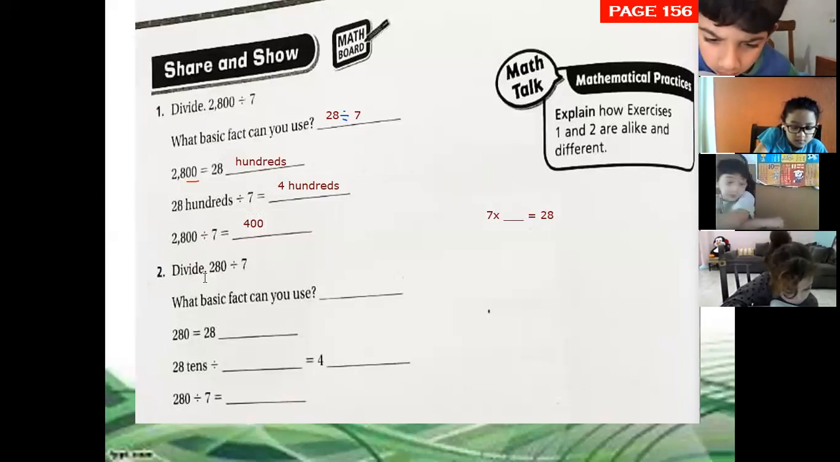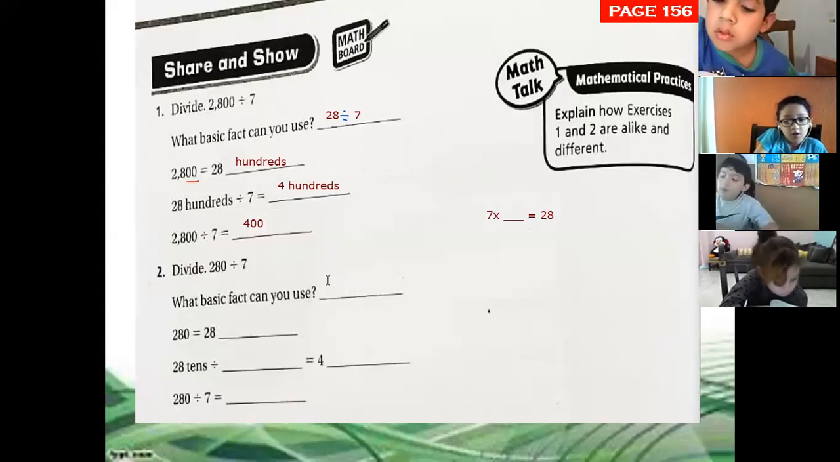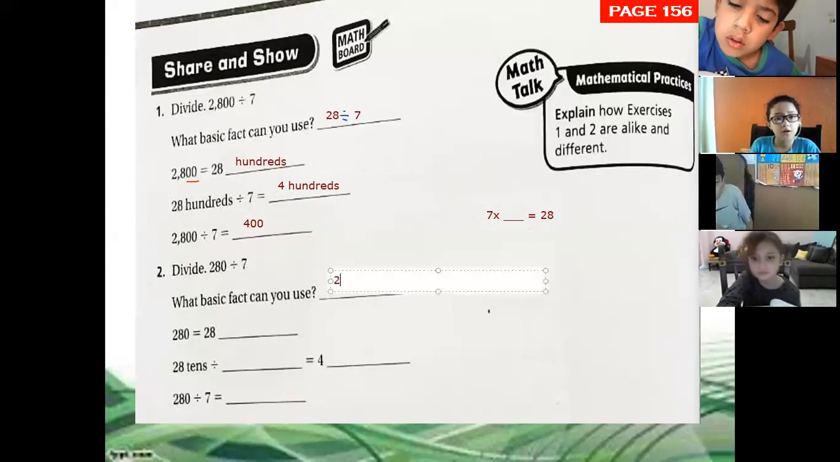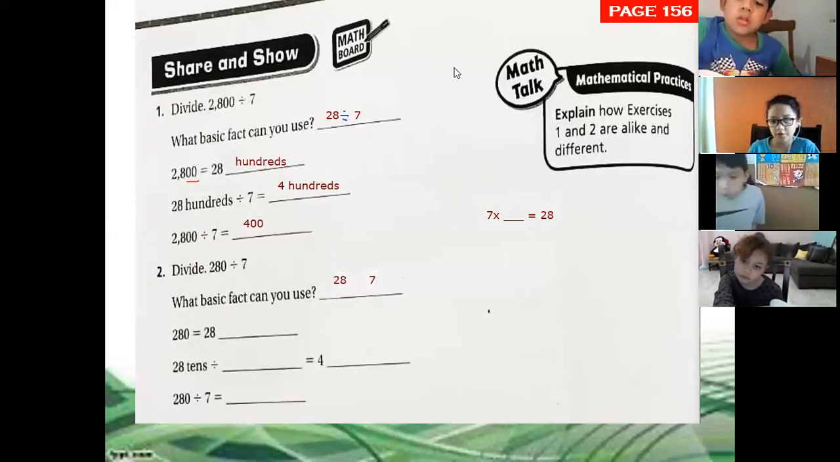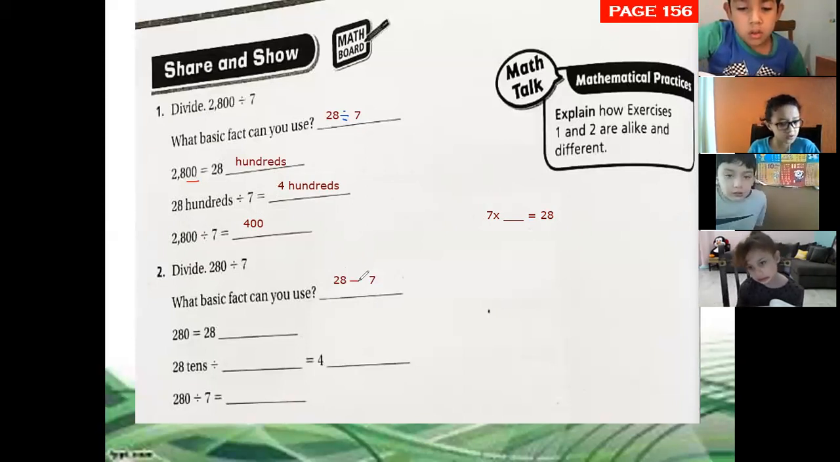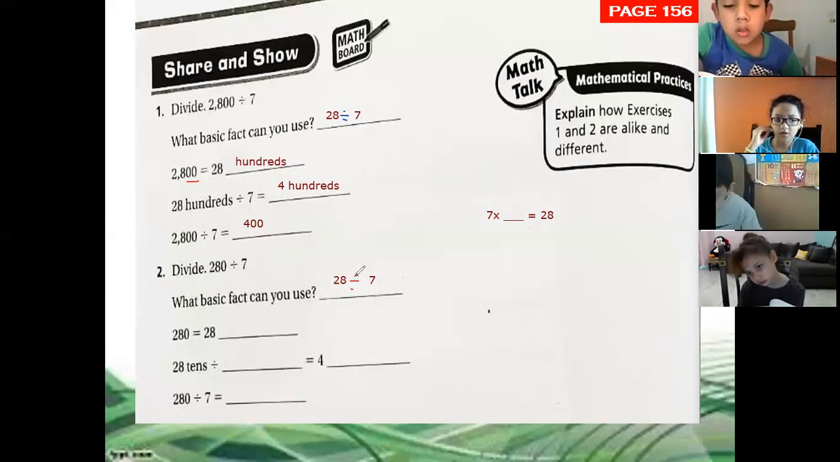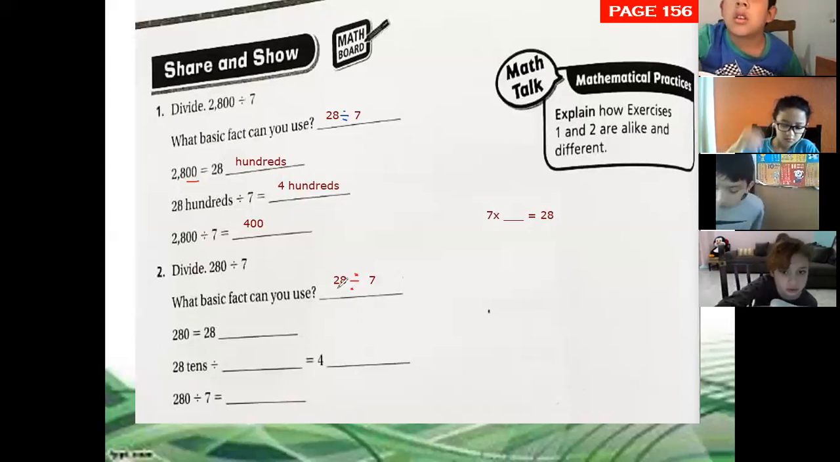Now we're going to divide 280 by 7. We're going to do exactly the same. So the basic fact is the same. It's exactly the same. The basic fact is 28 divided by 7. Make the little dot there. I don't do it because it doesn't come out so pretty.